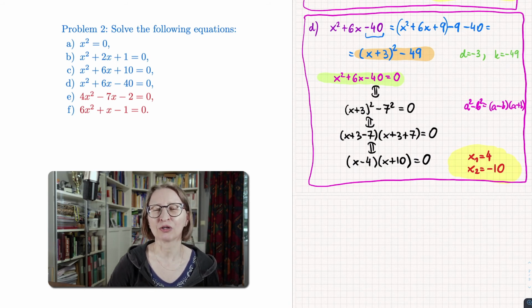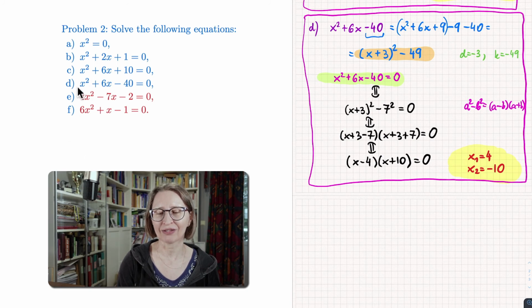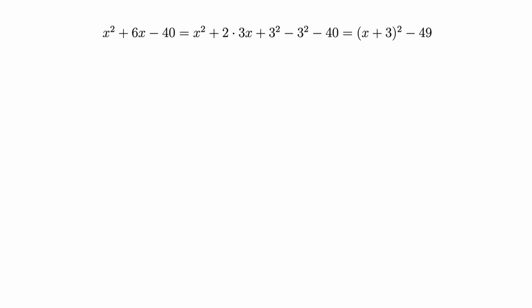And now I'm going back to my slides, and first I will show you a geometrical illustration for the solution of this problem D, and then I will show you solutions of these two last problems, which you can read on your own, just to tell you that you do have them. So here we go, geometrical interpretation.